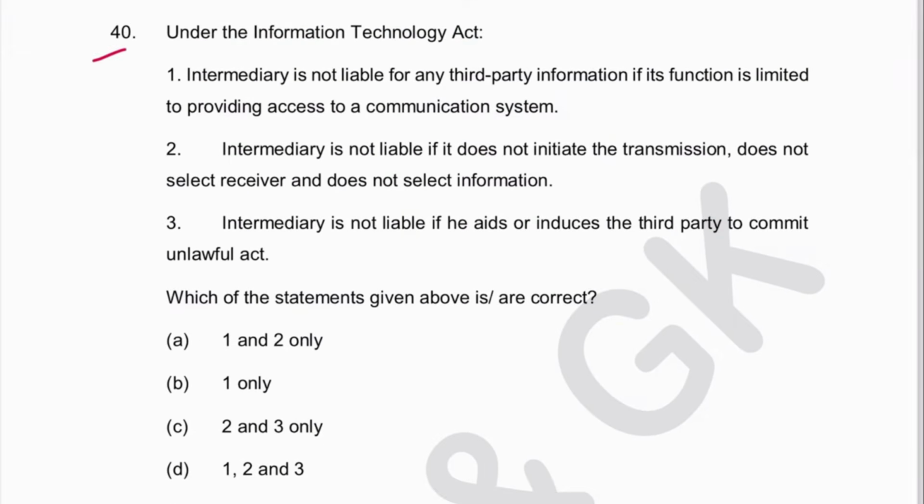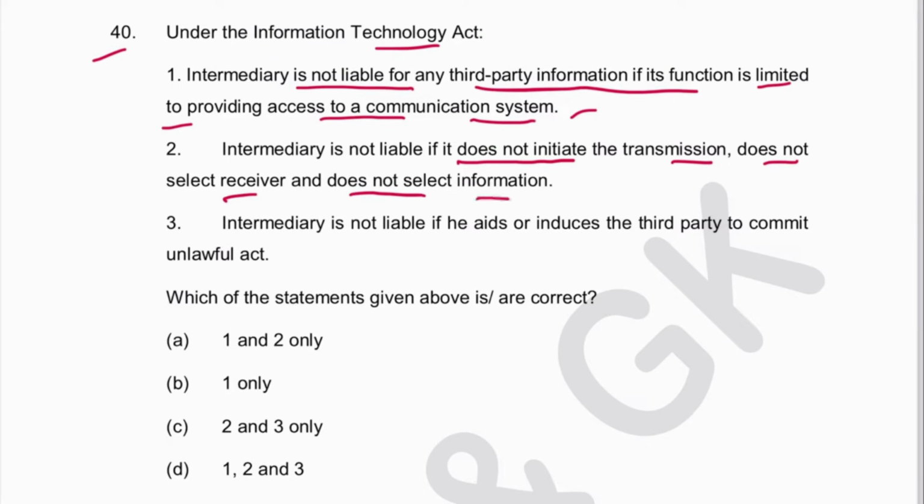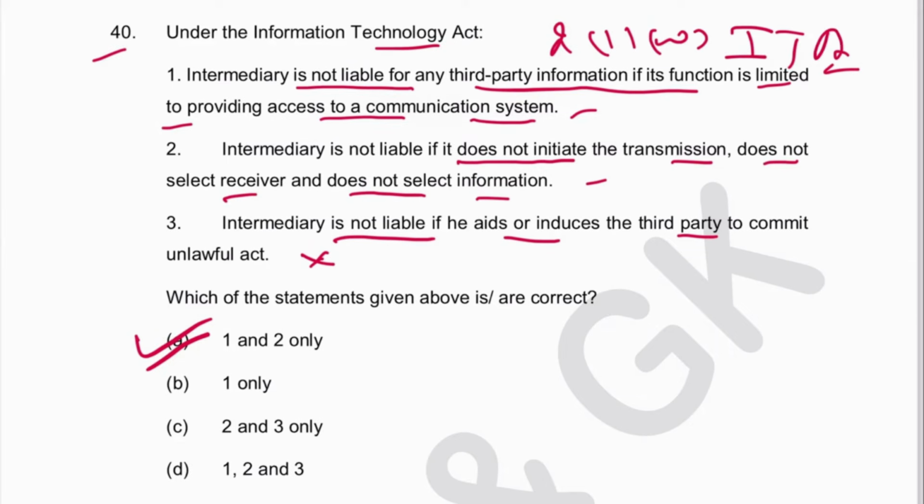Next is 40. Under the IT Act, an intermediary is not liable for any third-party information if its function is limited to providing access to a communication system. This is correct. An intermediary is not liable if it does not initiate a transmission, does not select the receiver, and does not select the information. It is correct. An intermediary is not liable if he aids and induces a third party to commit an unlawful act. No, it is wrong. So 1 and 2 only. A is the answer. The definition of intermediary is provided in Section 2(1)(w) of the IT Act.